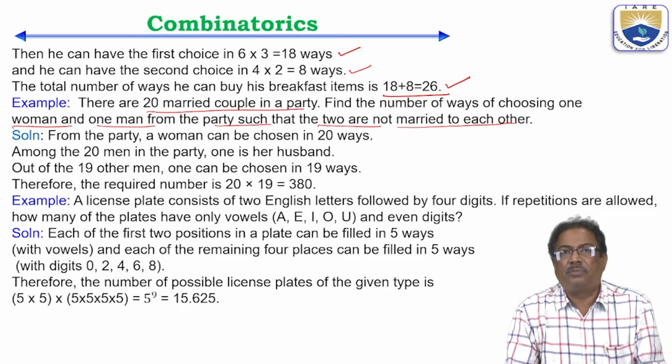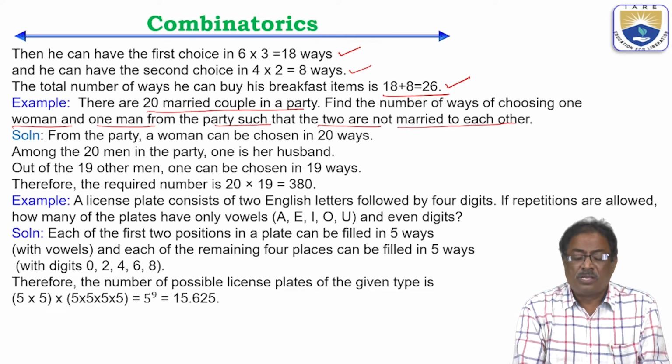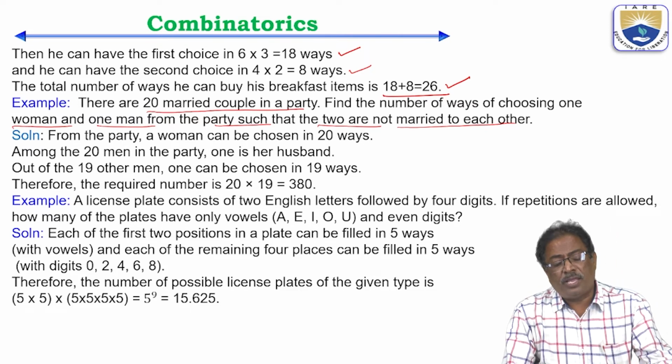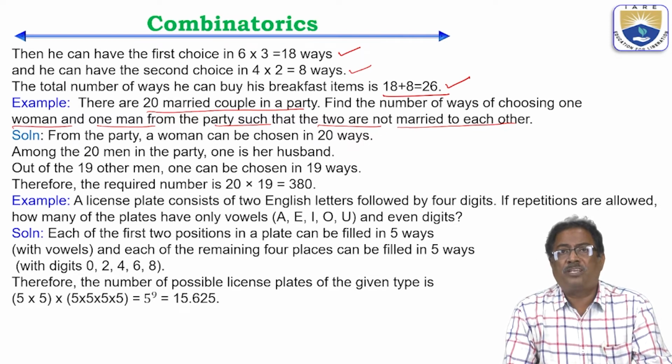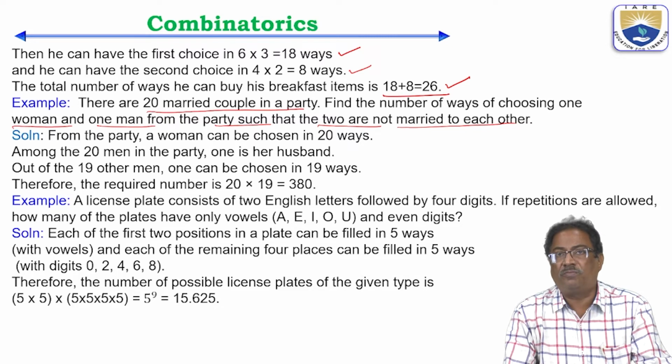They are not the couple. So how many couples attended the marriage party? There are 20 couples, so 20 men and 20 women will be there.